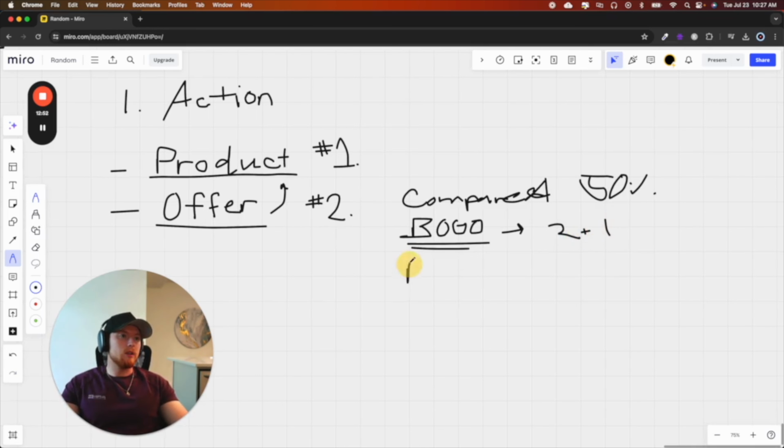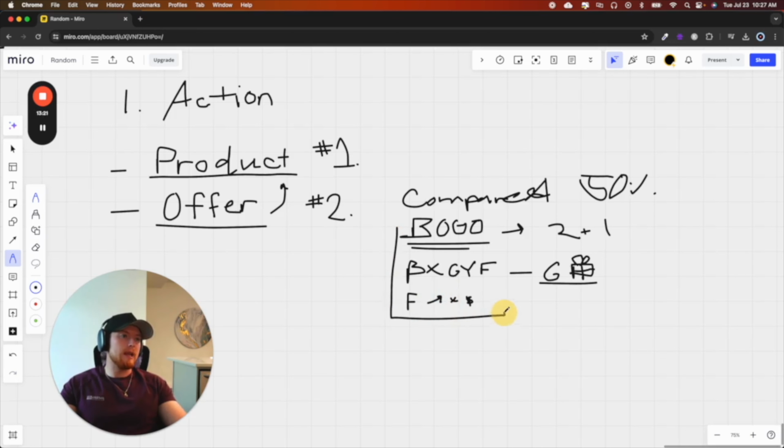The other thing is that you could do a buy X, get Y, right? So this could be a complementing product, a free gift. Buy X, get Y free. So you could give them a little gift. I'll just draw a little present here. There we go. There's my drawing for the day. Boom, free gift. And then other things like free shipping when you order above X amount in dollars on your order today. So different offers based on the product.